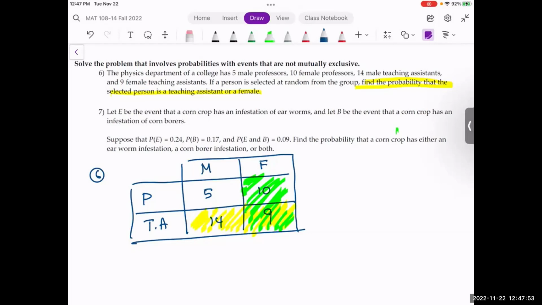So the probability that they are looking for, basically they are saying teaching assistant or a female. This is going to be 10 plus 9 plus 14 divided by the total. The total is 10 plus 9 plus 14 plus 5. So it's going to be 33 on top, and on the bottom 38. The answer is either in decimal or fractions, whatever you have on the back.